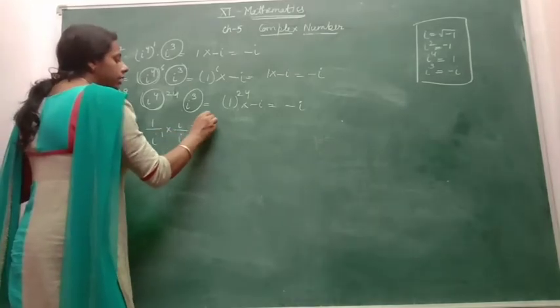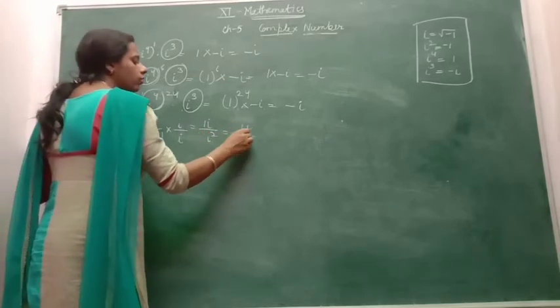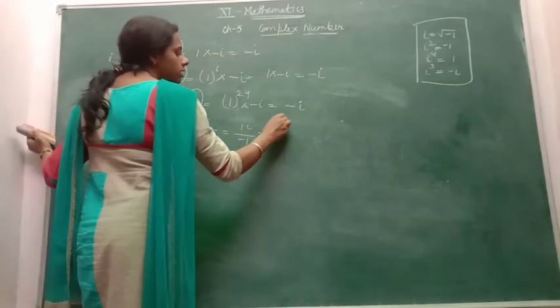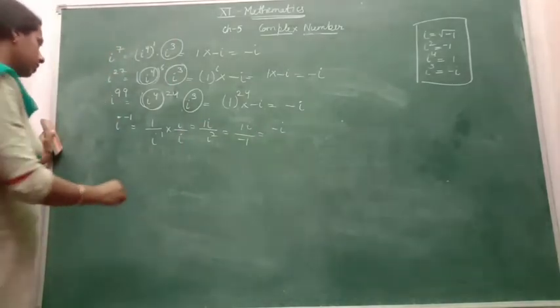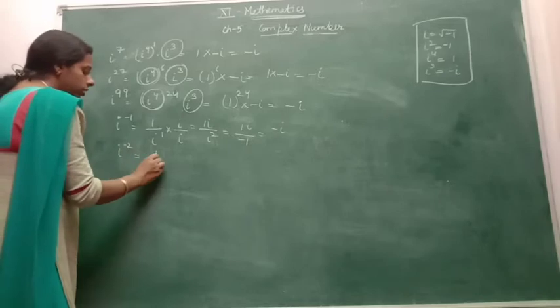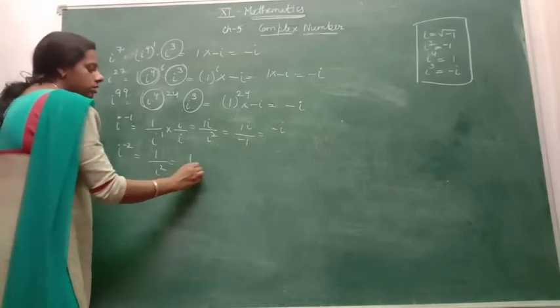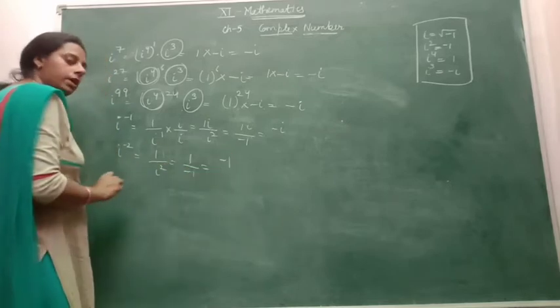1 into iota is iota, iota into iota is iota square. The value of iota square is minus 1, so your answer will be minus iota. If I take another power, that is minus 2, then again iota square, and the value of iota square is minus 1, so your answer will be minus 1.